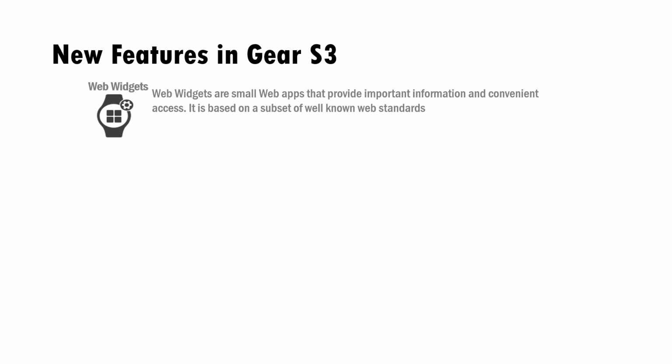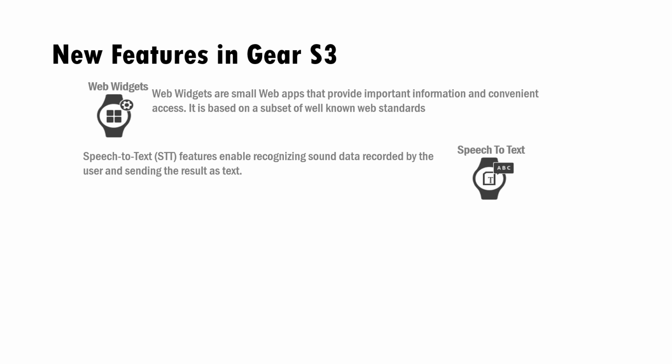So web widgets is the new feature. Developers can use web APIs to create the web widgets. Previously, it was only available for native APIs. Now we have opened up the web APIs as well. And the next new feature available is the speech-to-text API. It is nothing but a part of the regular W3C protocol. So you can use those features to convert your speech to a text file.